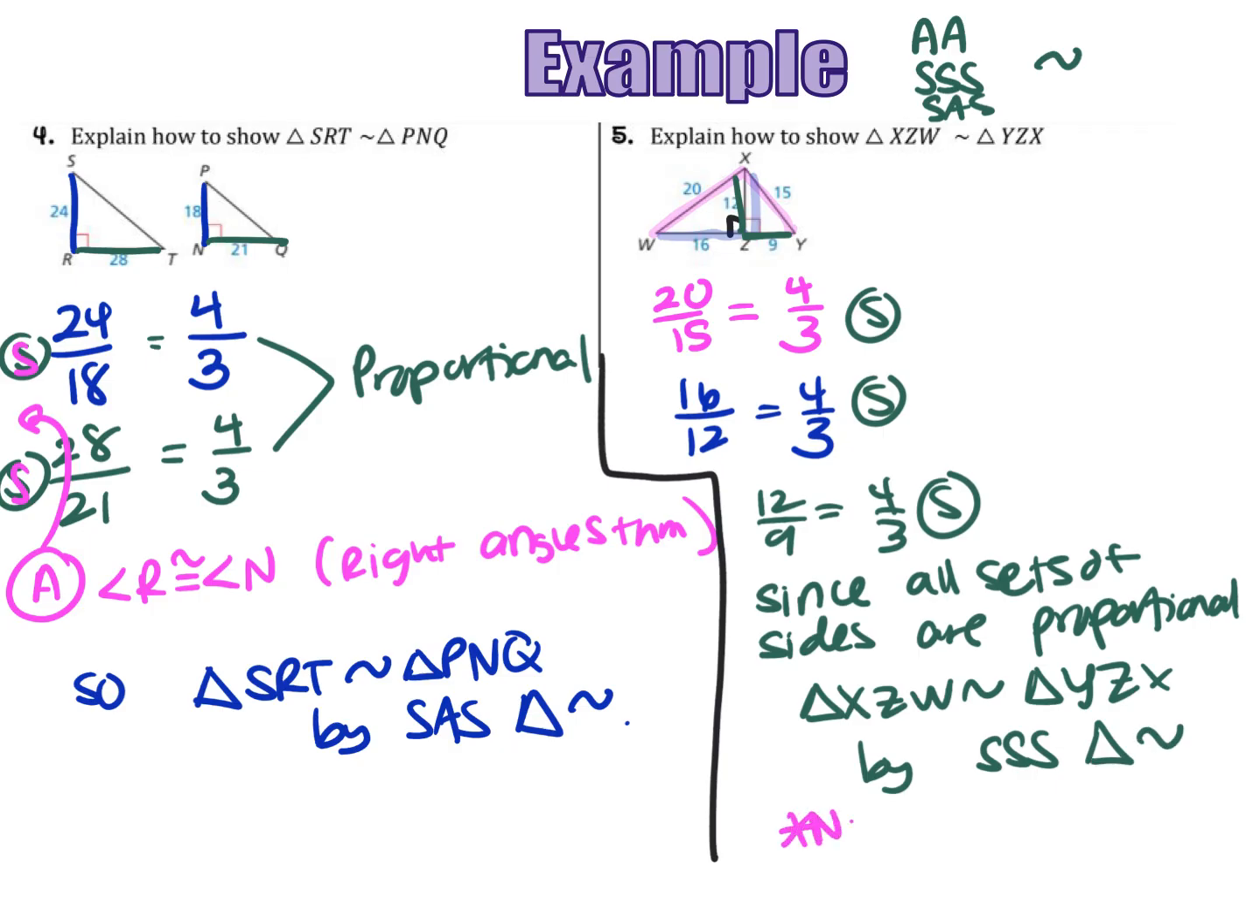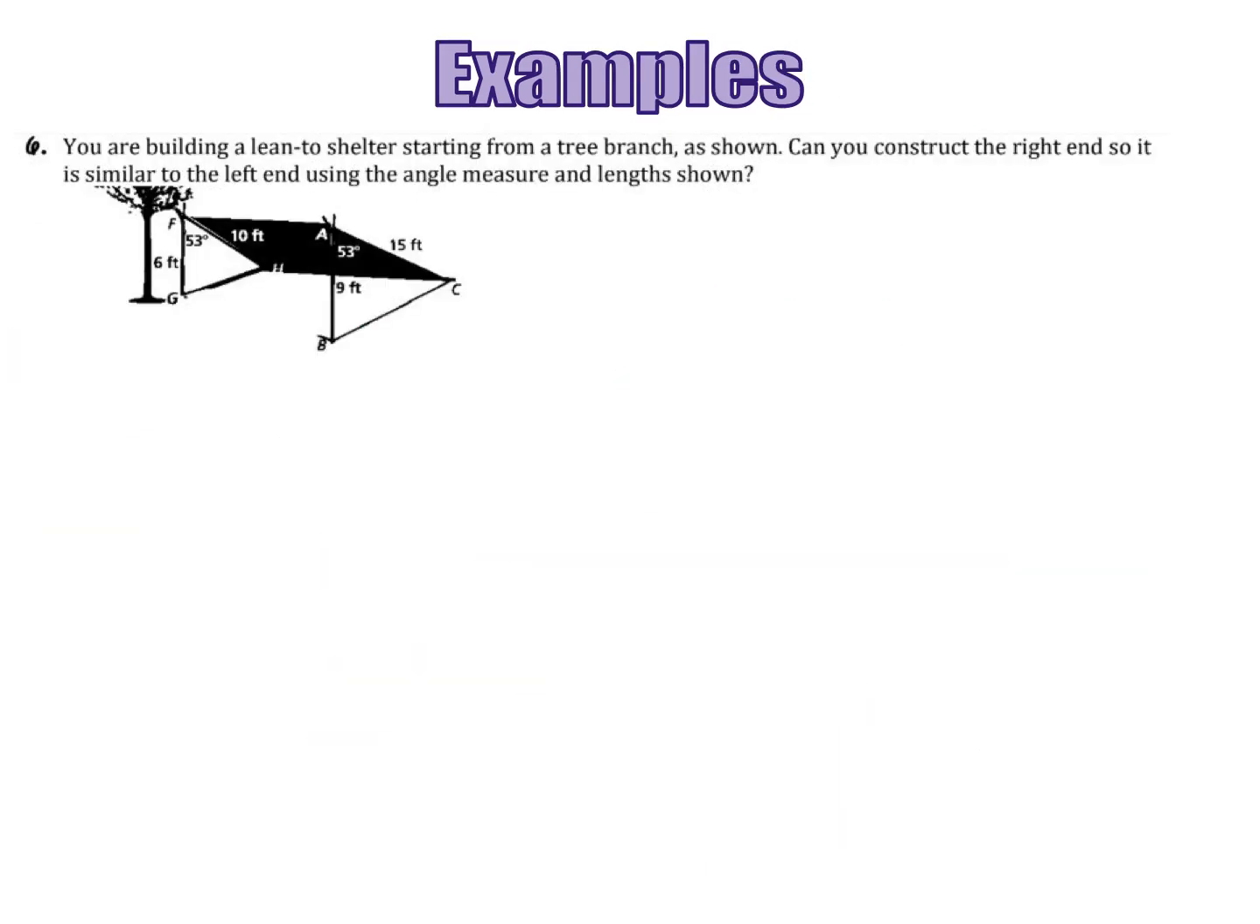And I just want to make a note that side angle side would also work here with the 2 sets of right angles. All right, let's look at one last example and then we can wrap up this video. All right, we are building a lean-to shelter starting from a tree branch. As shown, can we construct the right end so it is similar to the left end using the angle measure and lengths shown? So let's identify what we know.